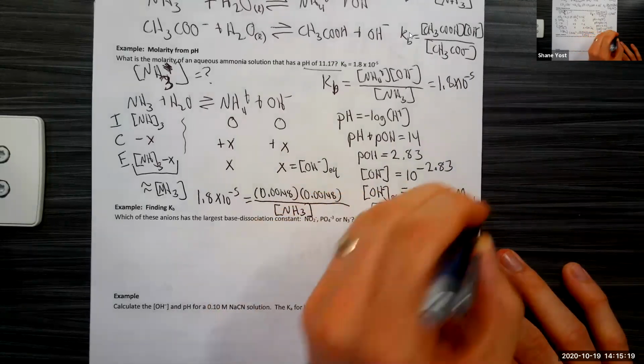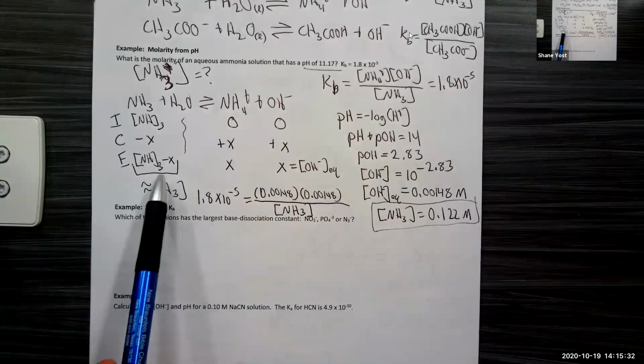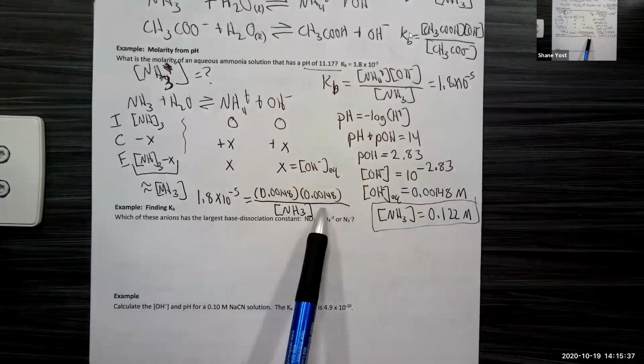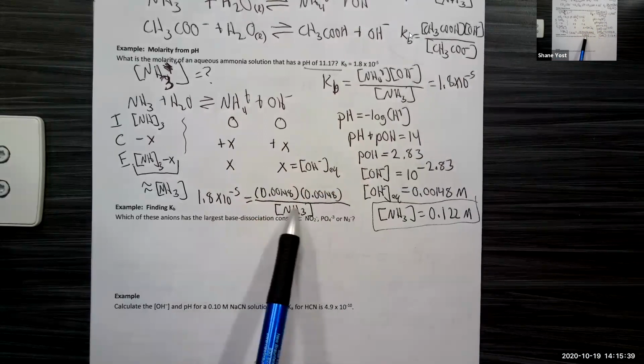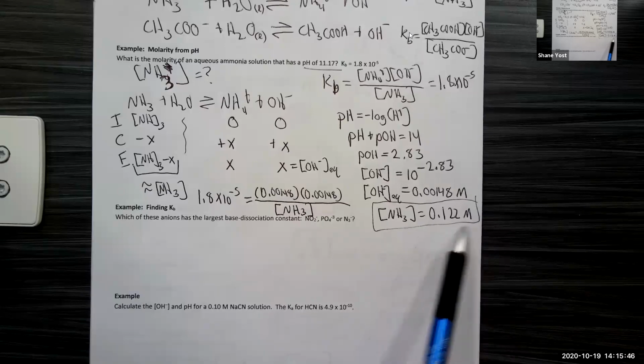And so an ammonia solution of 0.122 molar has a pH of 11.17. Now you could, if you wanted to, use X here, which is 0.00148, put that in the denominator here, and then solve for NH3. But if you do that and then round to three significant figures, you'll get the same number.